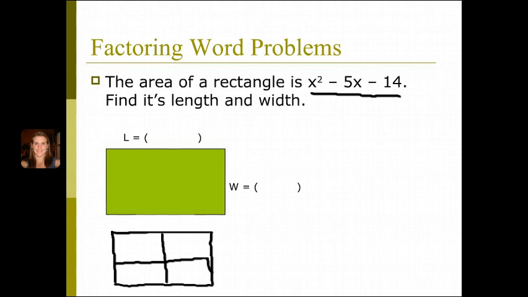In our first box, put our x squared. In our last box goes our negative 14. Multiply them together, and you have negative 14x squared. And we are looking for the factors that add up to negative 5x. So we've got a negative 7x and a positive 2x. So fill in your box.